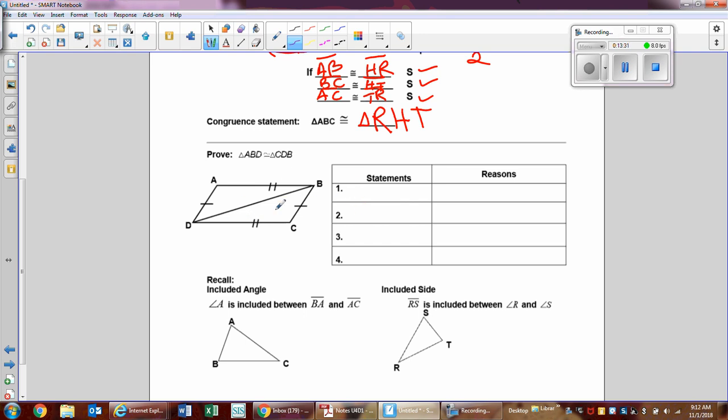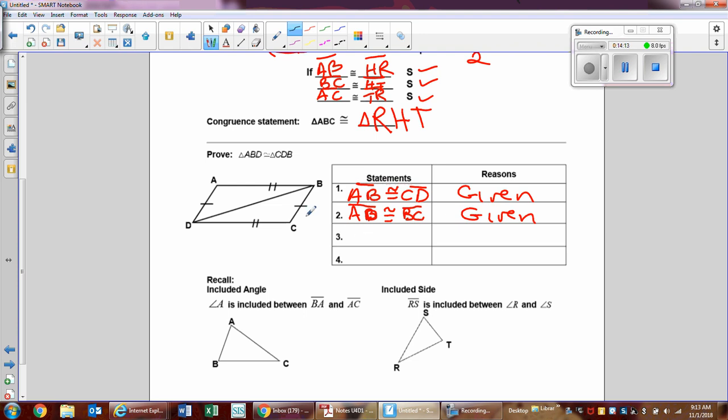So in this case, I can say, oh, in this picture, I can see that AB is congruent to CD. And how did I know that? It's given on the picture, right? And then I can say AD, sorry guys, AD is congruent to BC. That is also given.